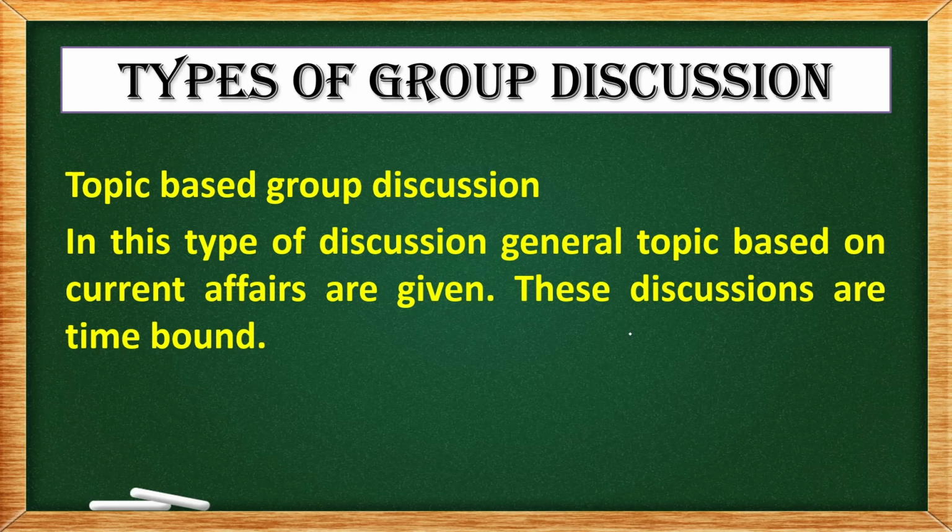We'll be starting today's lecture on the topic types of group discussion. The first type of group discussion is topic based group discussion. In this type of discussion, general topics based on current affairs are being given to the group members for the purpose of discussion. These discussions are time bound.